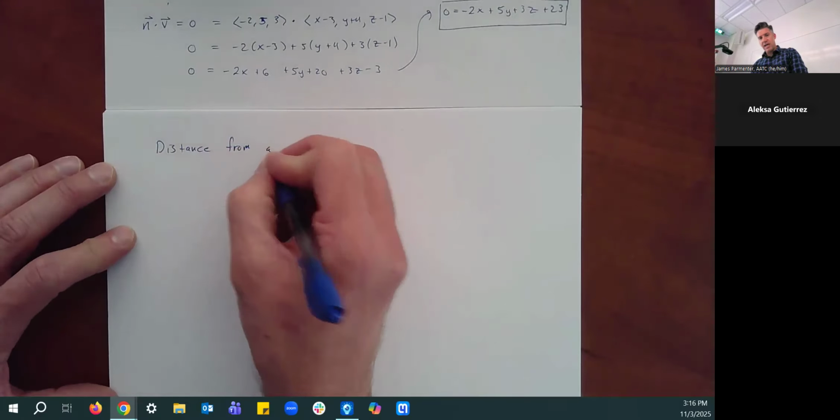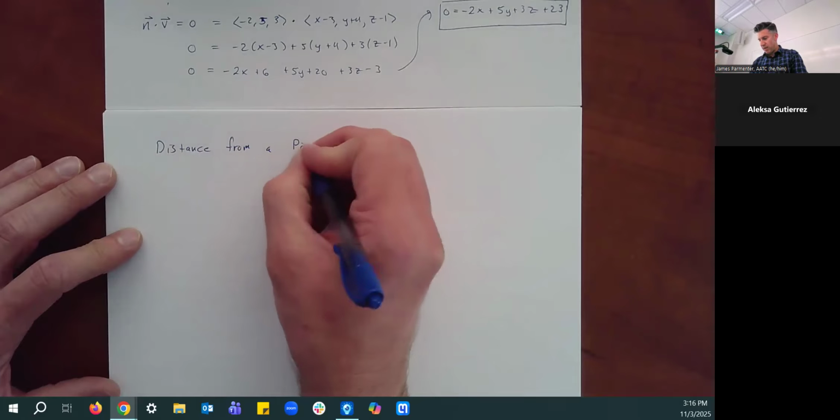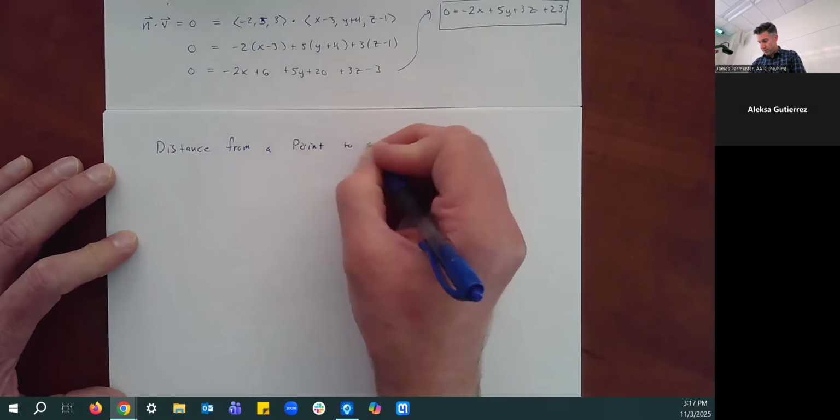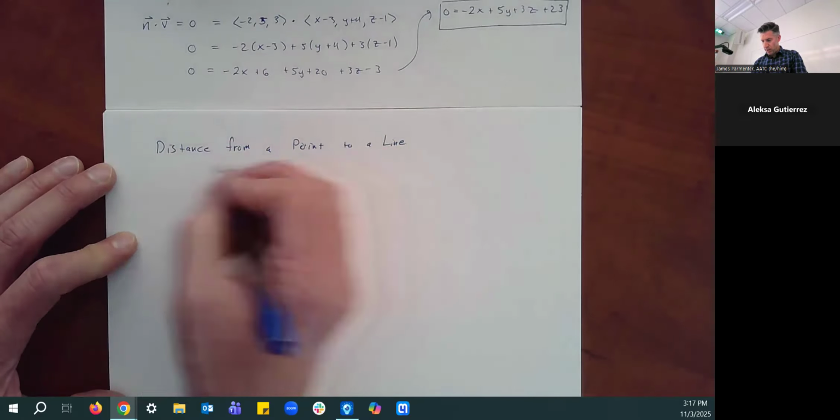Now, I think I have thought of a way of remembering it that might make it easy to remember, or you might just be better at memorizing things, which is great. So we want to find the distance from a point to a line.